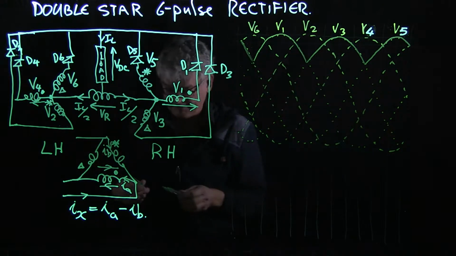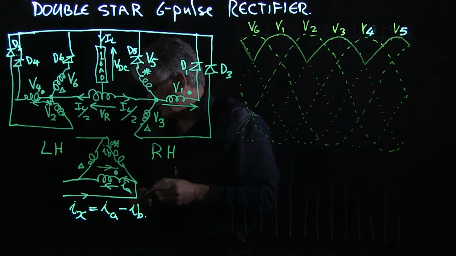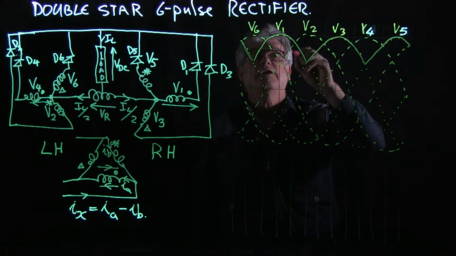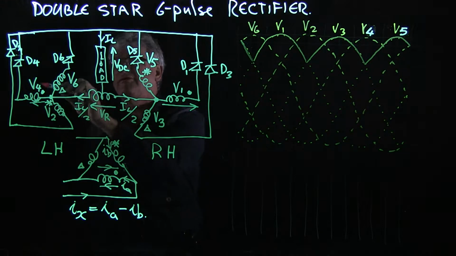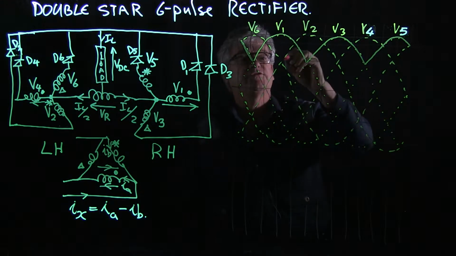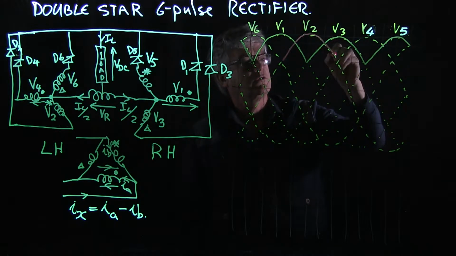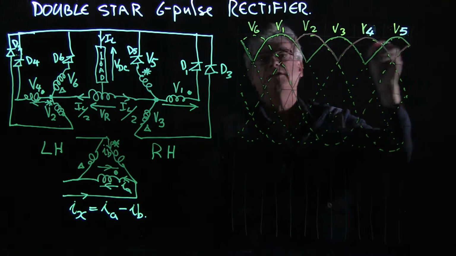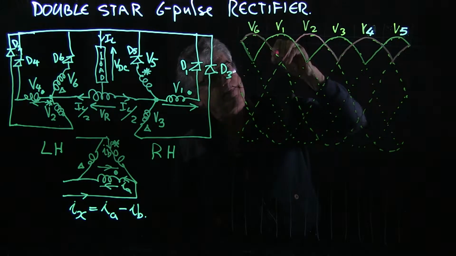When we look at the left-hand star, then we see that the wave shapes are now V2, V4, and V6.